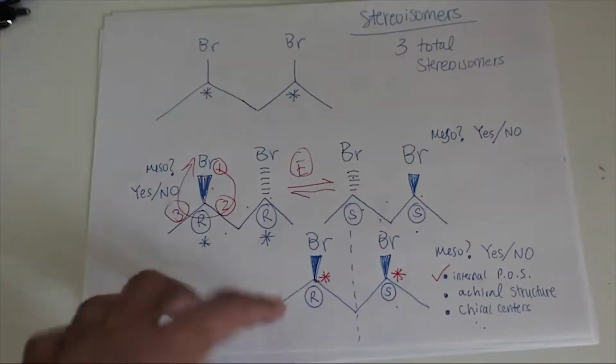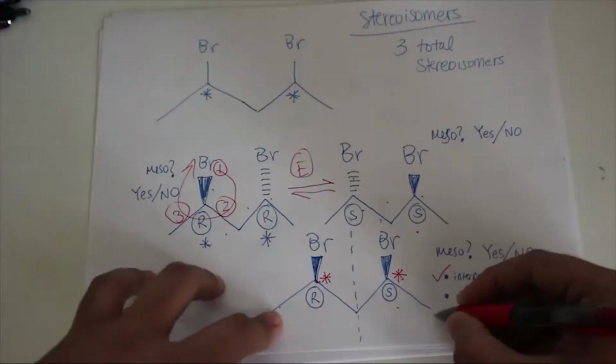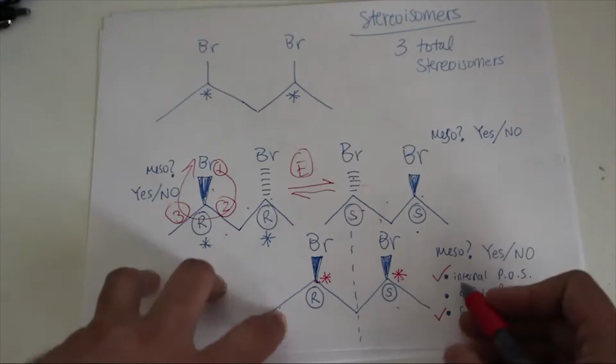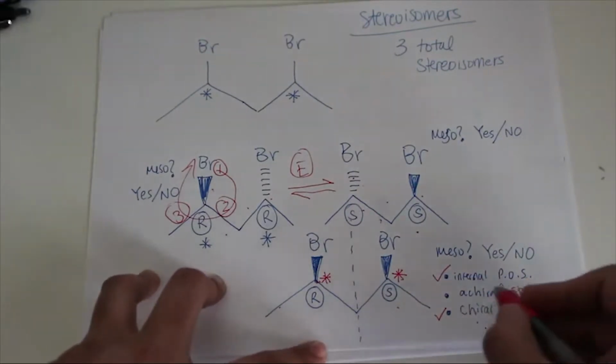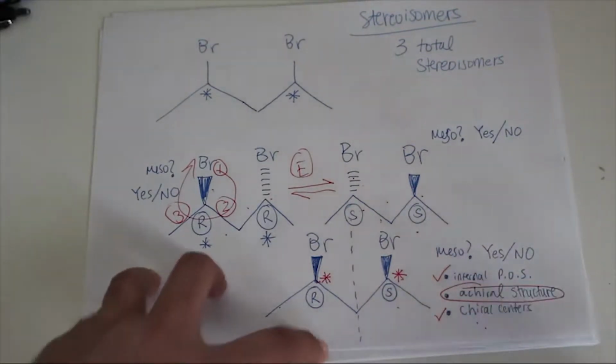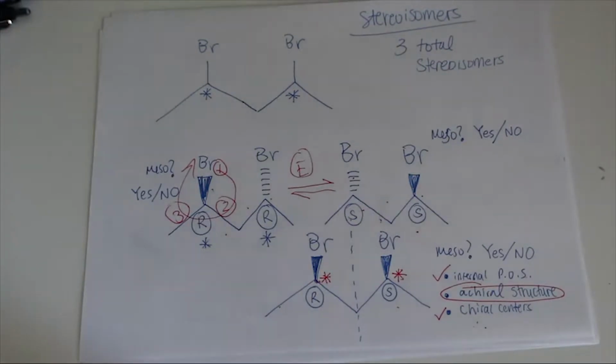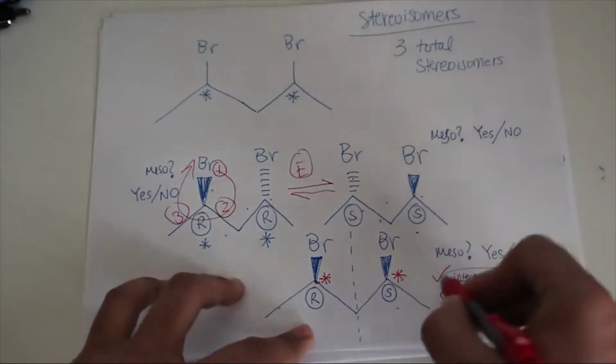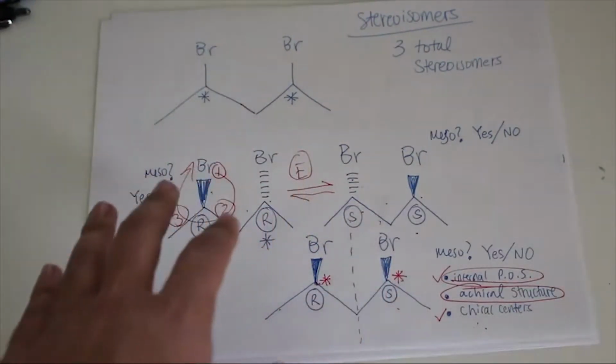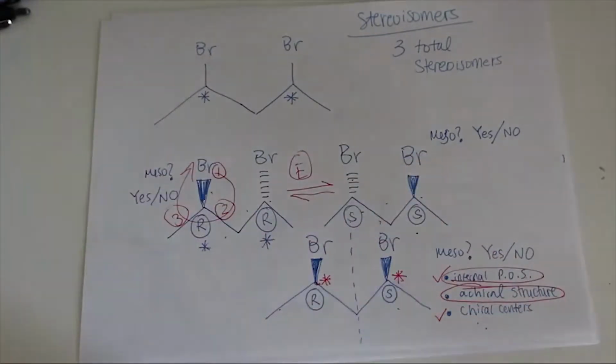So we have those chiral centers, we have the internal plane of symmetry, and knowing that, we know the whole structure in itself will be referred to as an achiral structure. But the reason it's also meso is because of the fact it has that internal plane of symmetry, meaning you have this and it's the same on the other side. Okay?